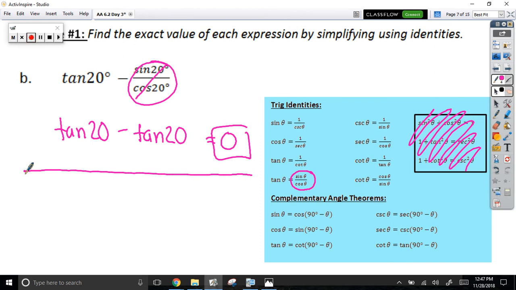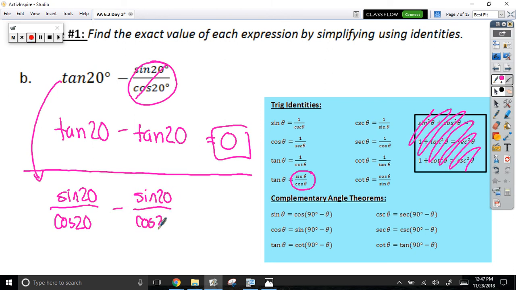Now, just an alternate method, if you don't like that, you can change the tangent of 20 to equal sine 20 over cosine 20. And then leave that one as it was, and you would still get 0. So you guys might get the same answer but have different work depending on how you do it. Okay? Make sure you're not changing both of them.